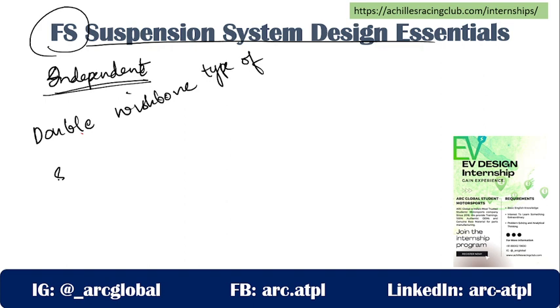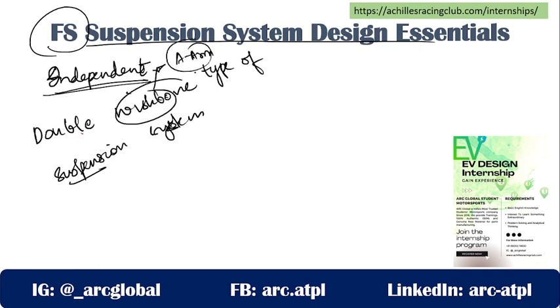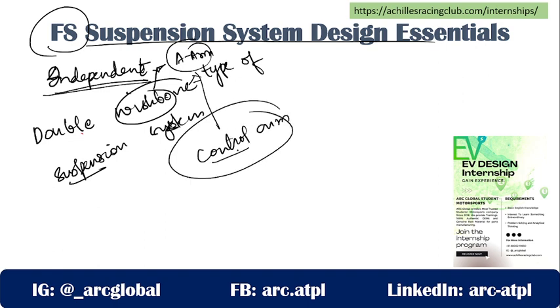type of suspension system, or you can simply say A-arms, or you can simply say control arms. Anything that controls the motion of your tire in the transverse direction is regarded as a control arm.